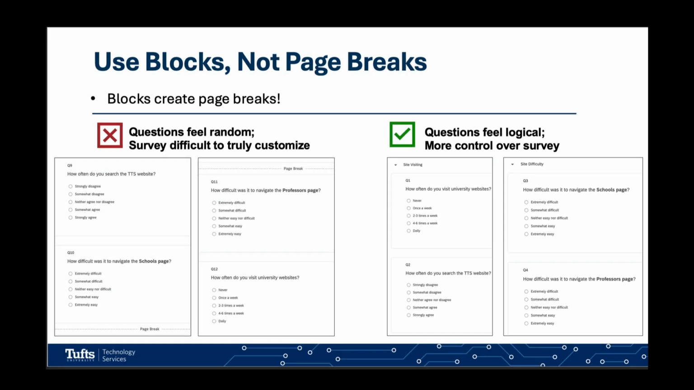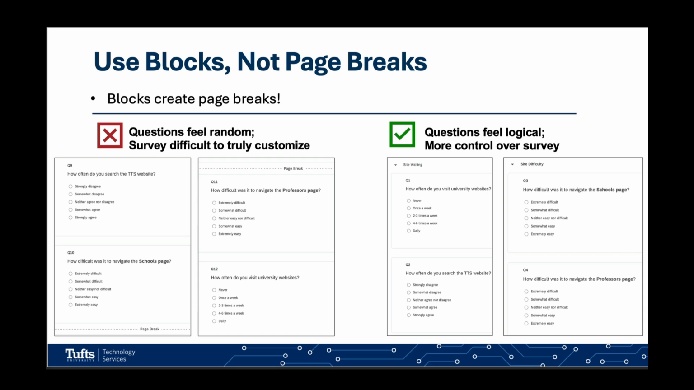Page breaks are also difficult when you'd like to rearrange large groups of questions at once. You'll have to drag and drop all of the individual questions, whereas you can move blocks all at once. And lastly, when you have logic in your survey. So for example, only show questions on the Boston portion of the website if the user answers that they're in Boston. If you have blocks, you can apply that logic to the entire block without having to apply it individually to each question.